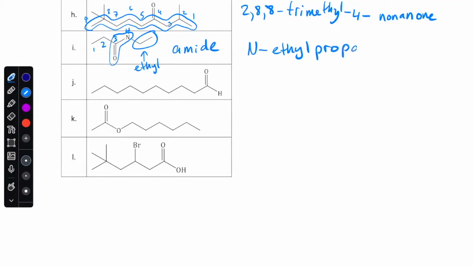Prop. And we're going to write propane, but this is an amide, so you drop the E and write amide at the end of the name. Propanamide. Okay. Next one, we have a carbon double bond oxygen with a carbon on one side, but a hydrogen on the other. So that being the case, this is an aldehyde.